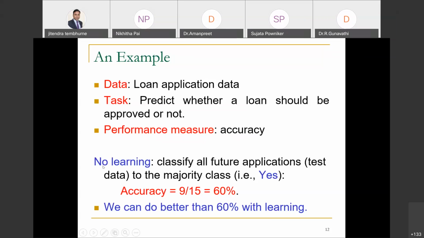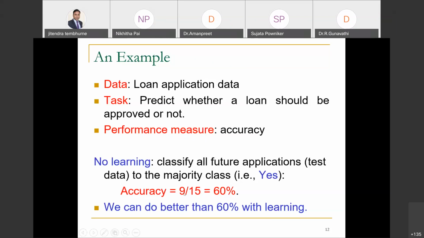Suppose you use a first approach which is called no learning. That means you don't want to learn anything from the data and you directly want to classify future applications. What are you doing there? You are saying the majority class is approved. You are not doing any learning. You are classifying all future applications, which is the test data, as the majority class. Definitely in this case it has to be yes, because for the bank, the more loans given, the more revenue they can get.